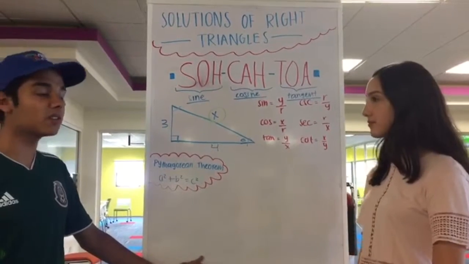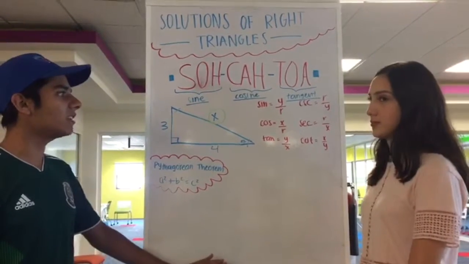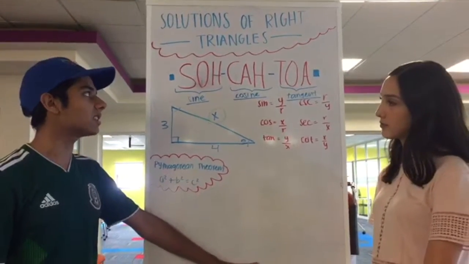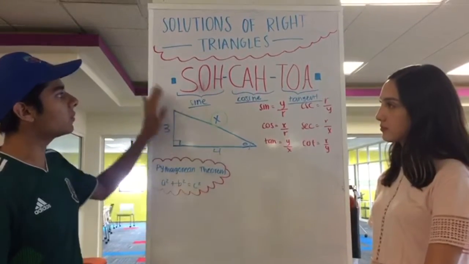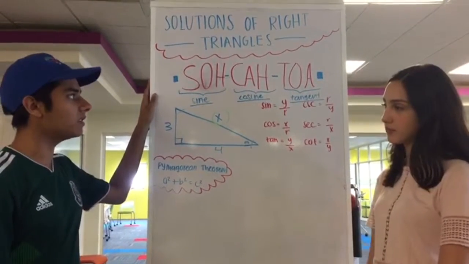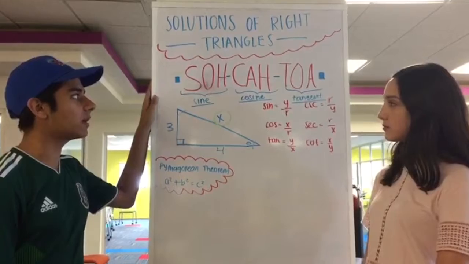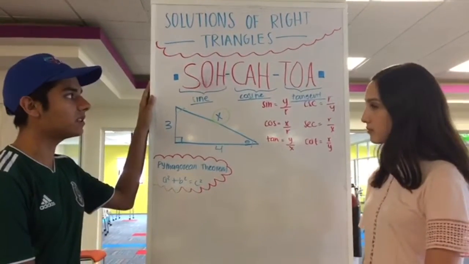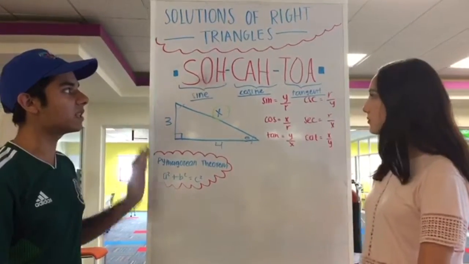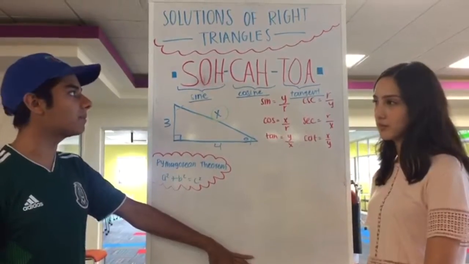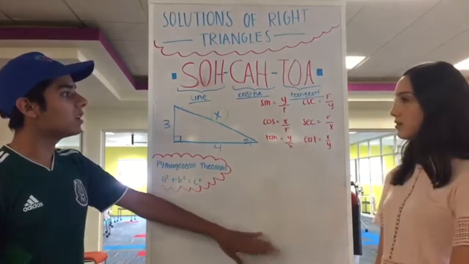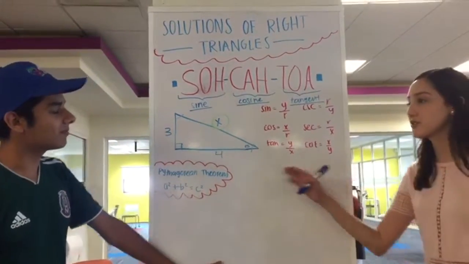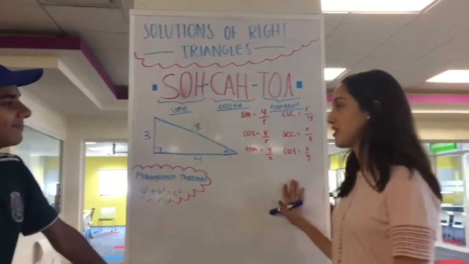Solutions of right triangles include three things: sine, cosine, and tangent. Sine is represented by opposite over hypotenuse, cosine is represented by adjacent over hypotenuse, and tangent is represented by opposite divided by adjacent. There are several ratios that you have to understand and know.